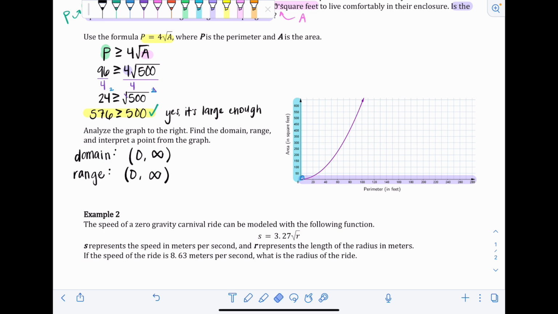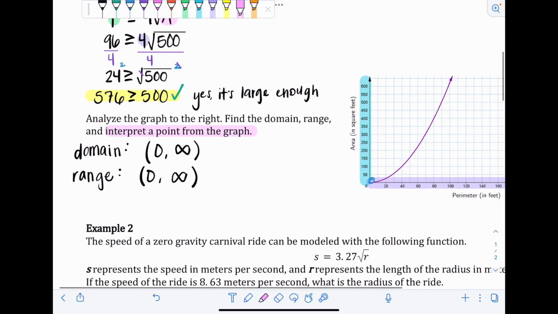Okay, so we have domain and range, and then the last little part of this problem says interpret a point from the graph. So that just means pick any point from the graph and explain what it means in context. So the graph's kind of small, so I'm going to zoom in. I'm going to pick this point right here.